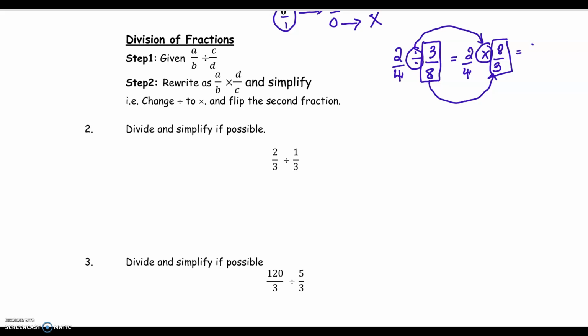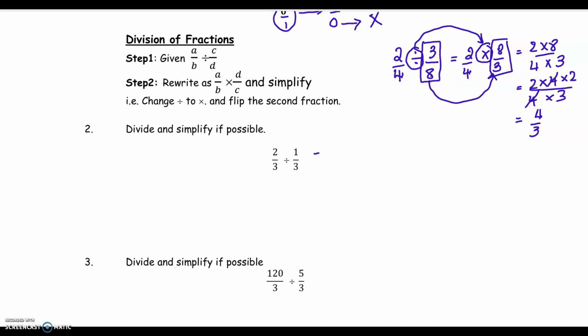After which you get 2 times 8 divided by 4 times 3. 4 goes 2 times into 8 because 8 is 4 times 2. Cancel common factors, that makes it a 1. You get 2 times 2 is 4 over 3, and that's our final answer. We cancel all common factors, just like we did with multiplication of fractions.